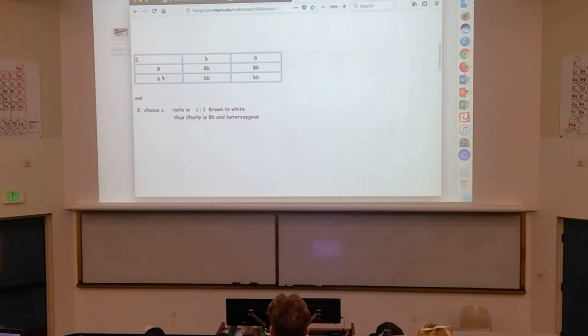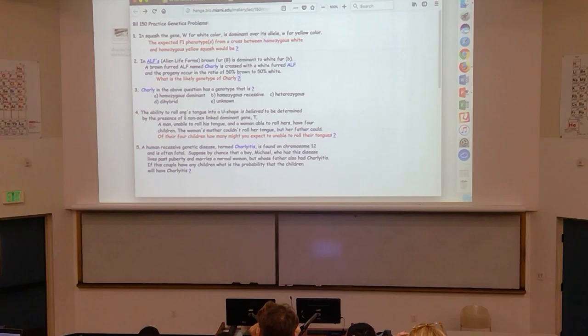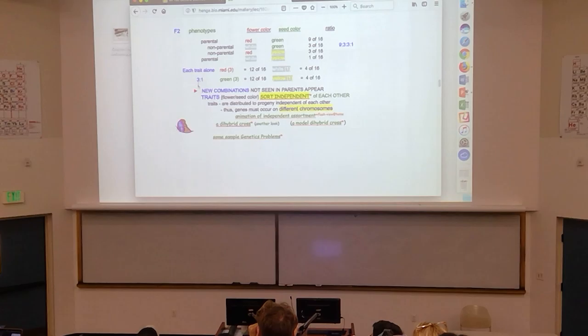There you go. Charlie's genotype. He's a heterozygote. Let's do another one. Can you roll your tongue? I can roll my tongue. Supposedly it's dominant. They have four children. These are good questions for you to practice with. Be sure you can do those because you'll see some of those that look like that on the third exam.